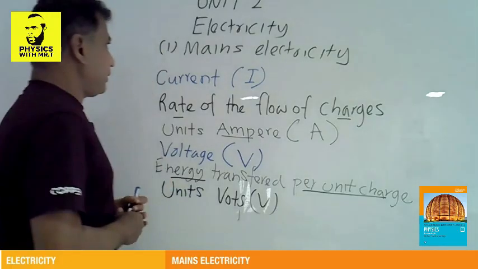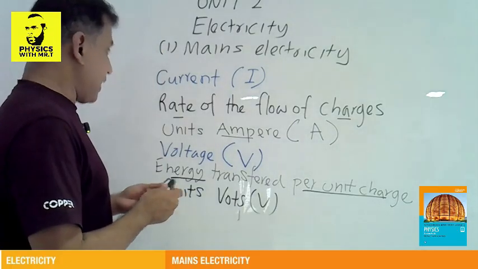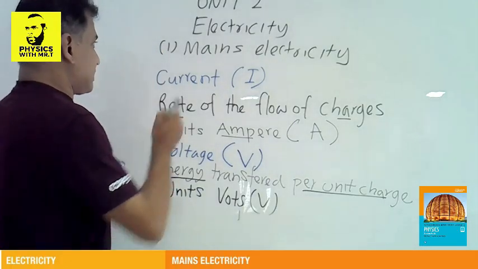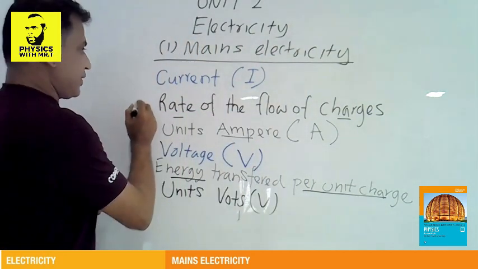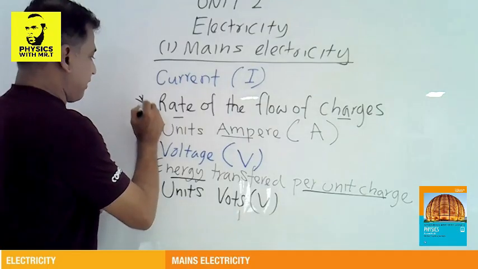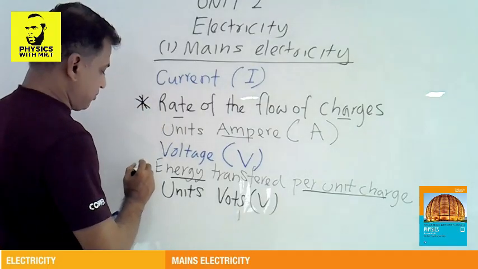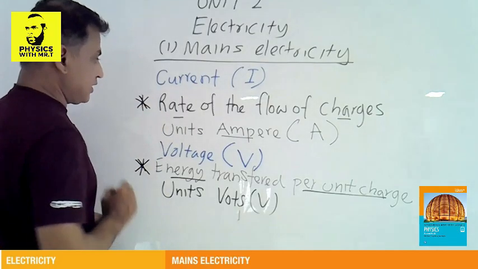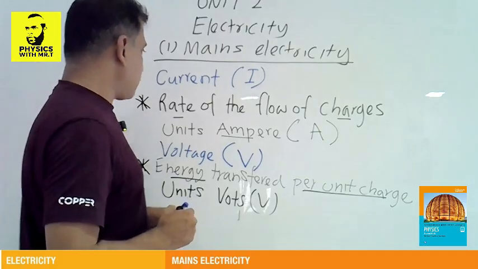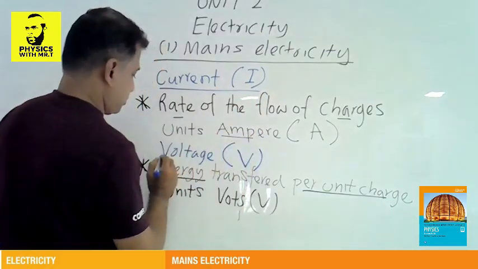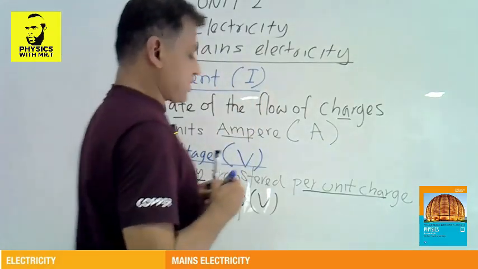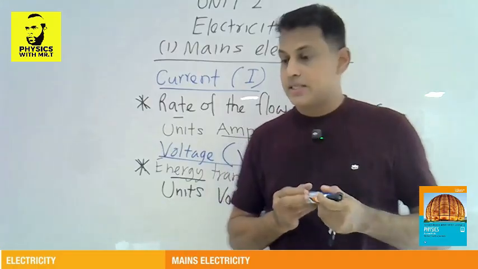So that's the main thing we should understand in the first lesson on mains electricity. The rate of flow of charge is the current, and the energy transferred per unit charge is the definition of voltage. That's a very important thing to remember before we proceed to the lessons.